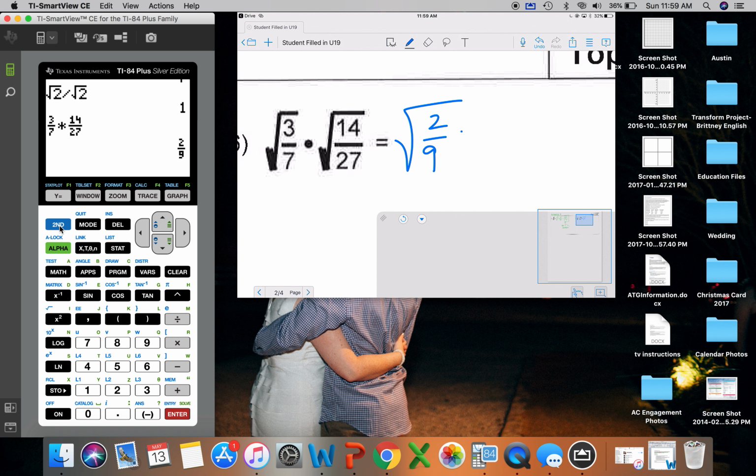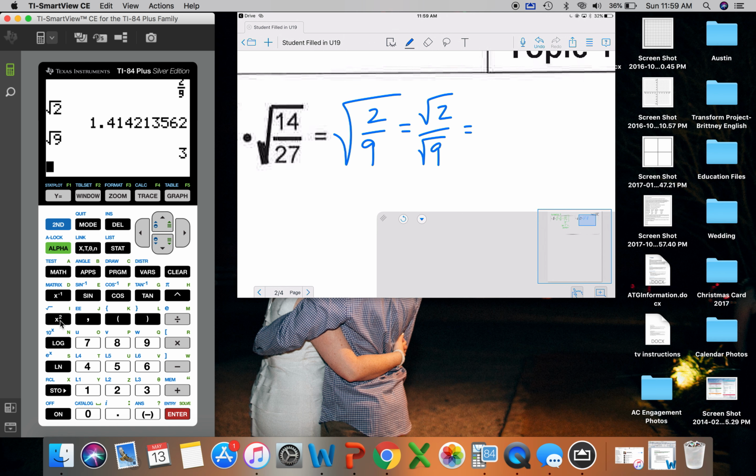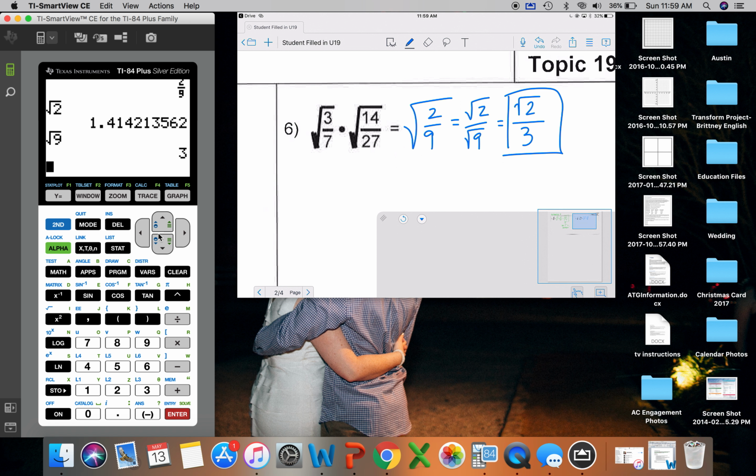So I can break this up, the square root of 2 and the square root of 9. In my calculator, the square root of 2 does not work nicely. However, the square root of 9 is 3. So the top has to stay, but the bottom can be reduced to 3. So I multiplied those fractions first to get 2 over 9, and then I simplified into the top and the bottom, because remember, you don't have to rationalize if the bottom works nicely.